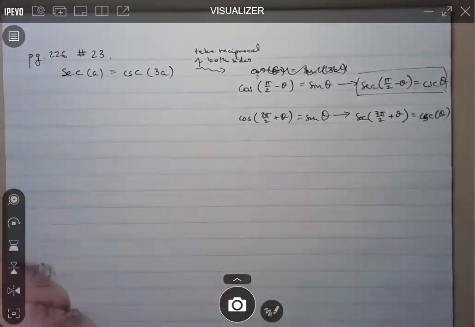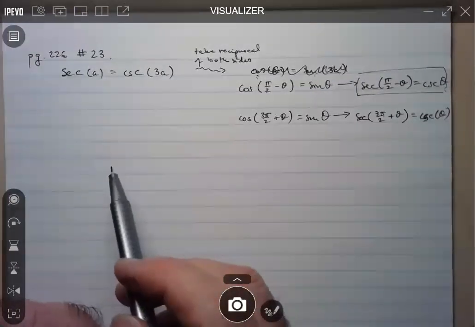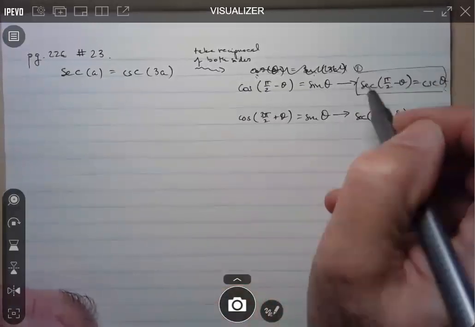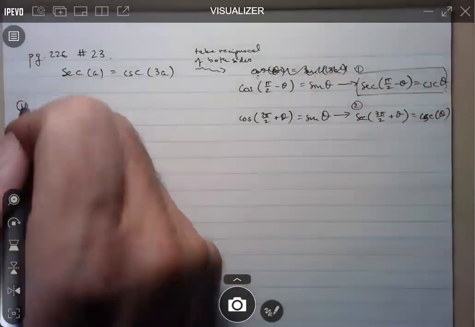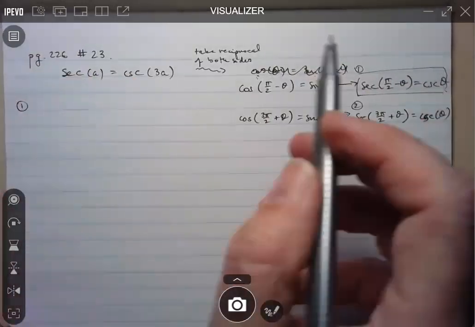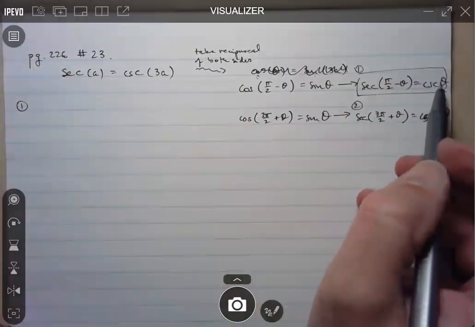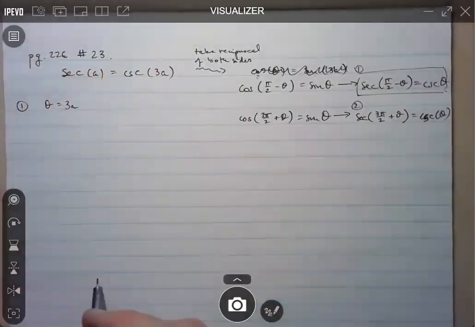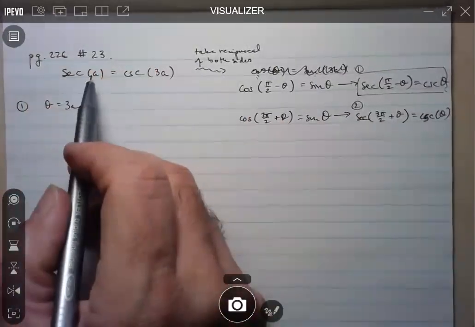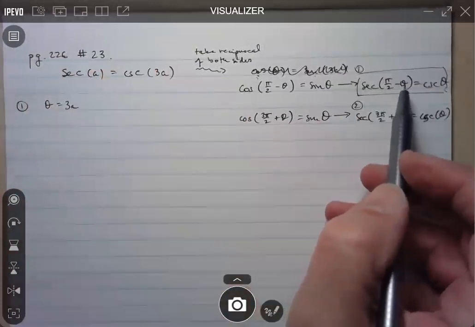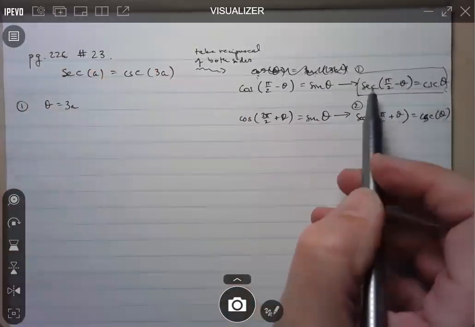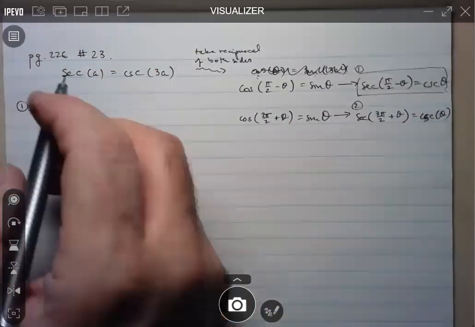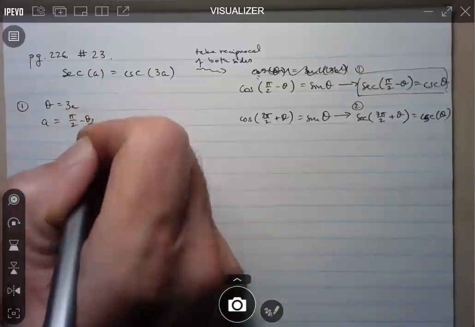So now I'm going to do exactly what I did before. Theta can be anything. I'll use this one here; I'll call this number 1, and I'll call this number 2. If I look at number 1, again, I'm going to make the same argument as before. Theta can be any angle, so I'm just going to let it be equal to 3a. And I know that if the input to secant is pi over 2 minus theta, then the two sides must be equal to each other. So a is just going to be equal to pi over 2 minus theta.